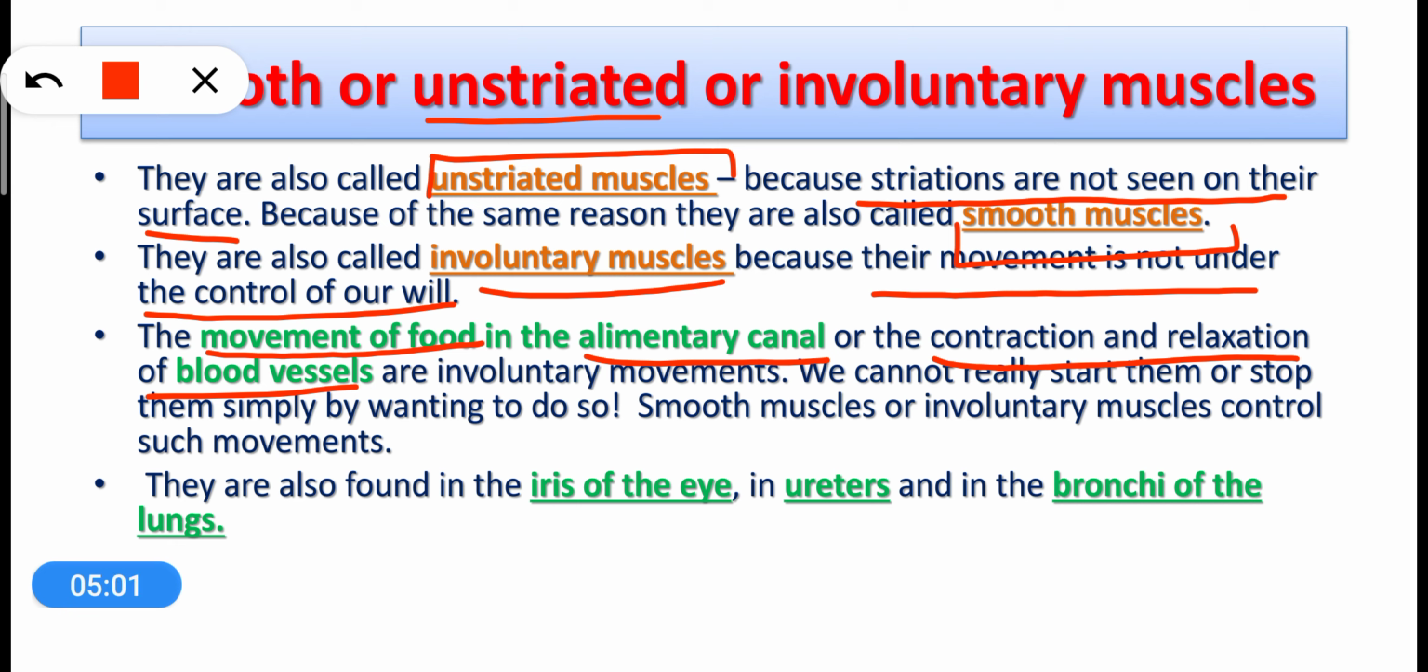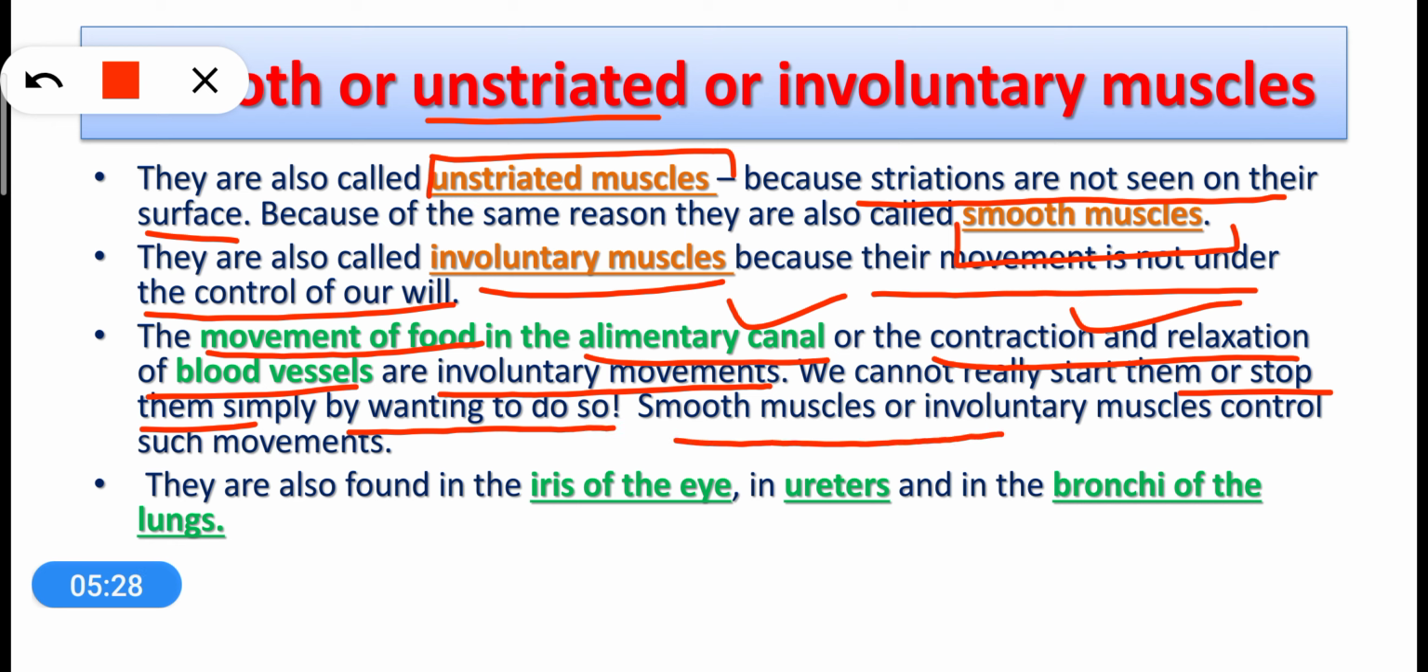Because these movements cannot be controlled by our will, they are called involuntary movements, and the muscles responsible for these movements are called involuntary muscles, right? The muscles present in the wall of the alimentary canal and the wall of blood vessels are involuntary muscles. We cannot start or stop them simply by wanting to do so. So smooth muscles, or involuntary muscles, control such movements.